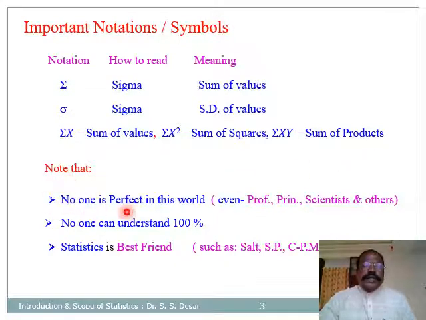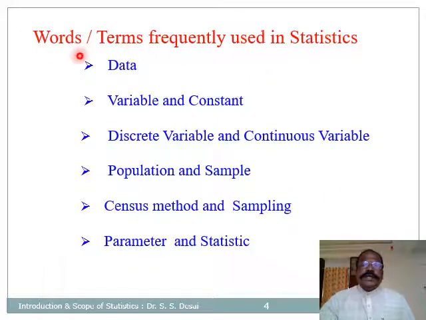So note that no one is perfect in this world. No one can understand 100%, and the important point is statistics is the best friend. So these are some of the words which we are going to use frequently: data, variable and constant, discrete variable and continuous variable, population and sample, census method and sampling, parameter and statistics.